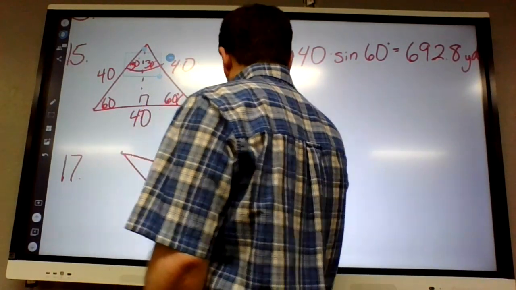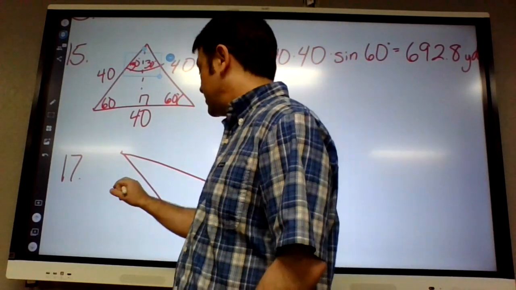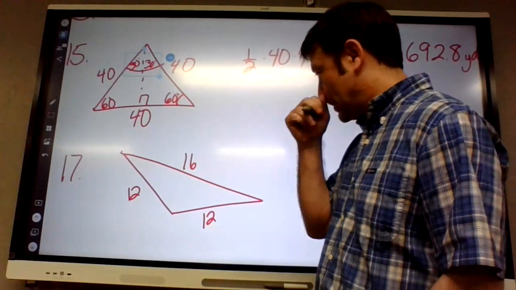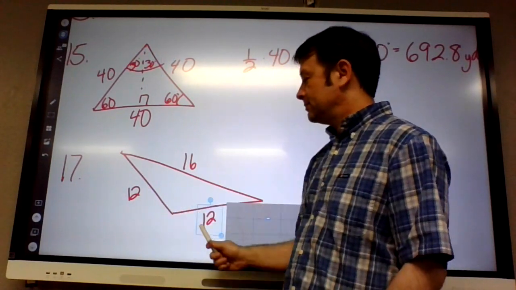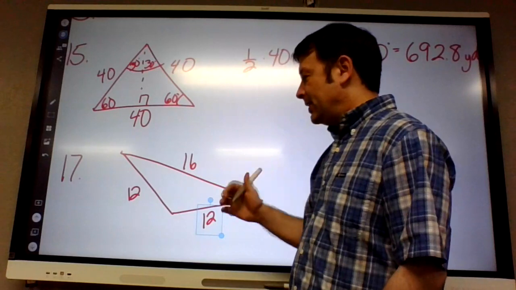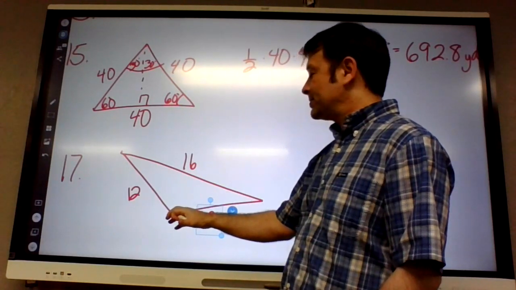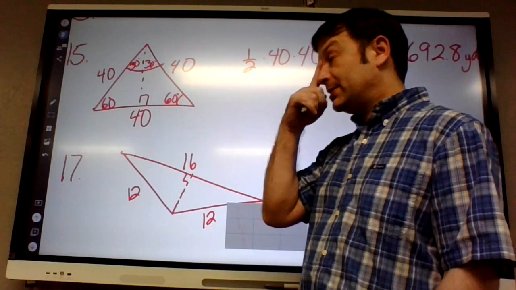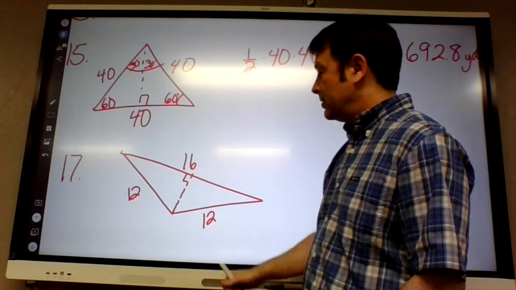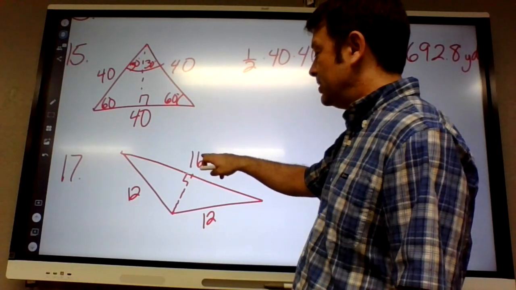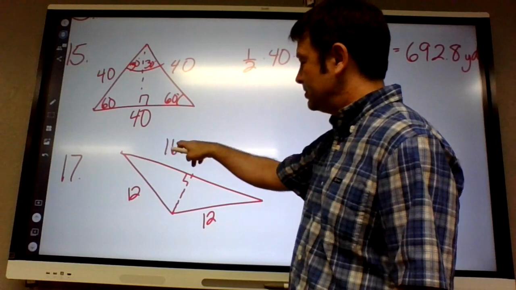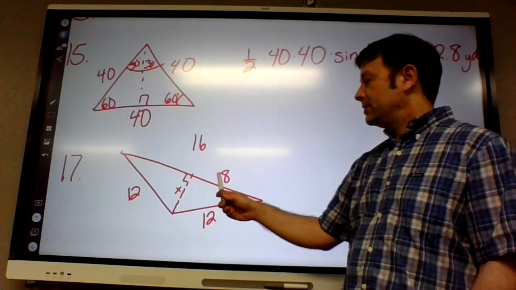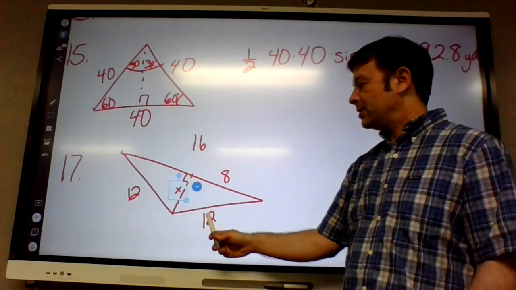17, I think they wanted you to do it like 16, but there is a way we can do it without the other formula. And the reason is, what kind of triangle is this? Isosceles. If it's an isosceles triangle, I can draw a height in there like that, and it creates two congruent triangles. And if this whole thing is 16, then this part is 8, and I can find the height of the triangle, if I call this the height, by doing 8 squared plus x squared equals 12 squared.